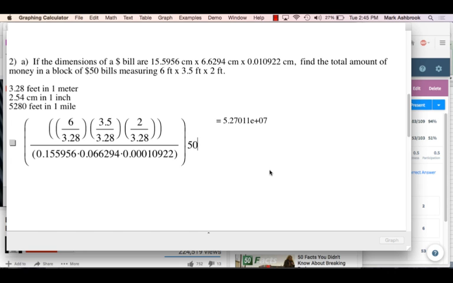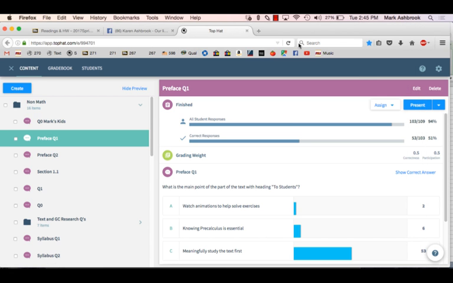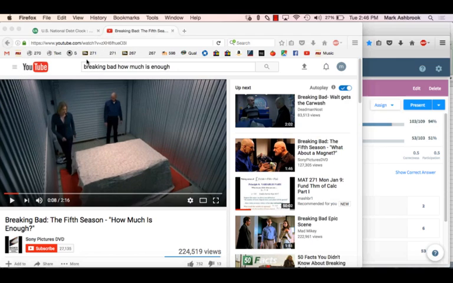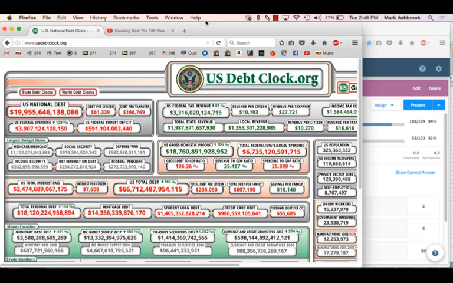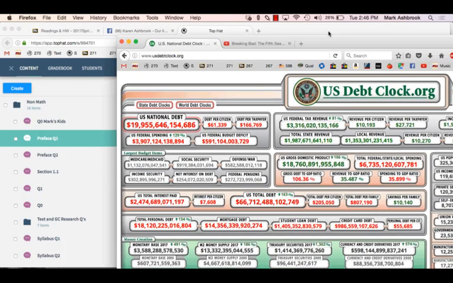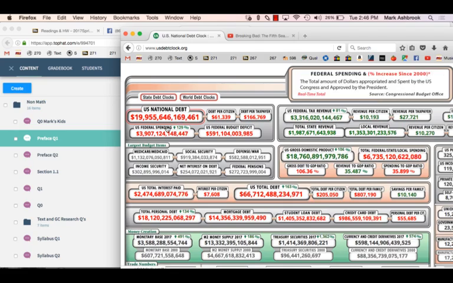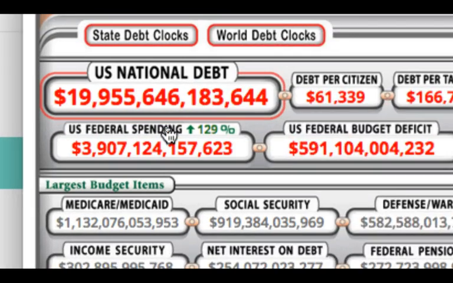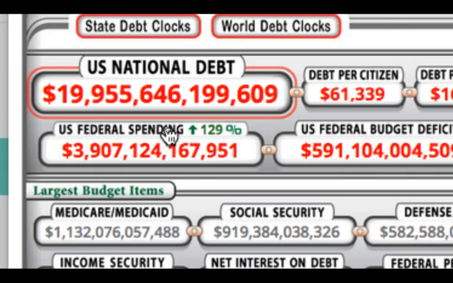Is that a lot of money? $52 million? Is it a little bit of money? Or a lot of money? $52 million. Is it a little money or a lot of money? It depends, right? It depends.